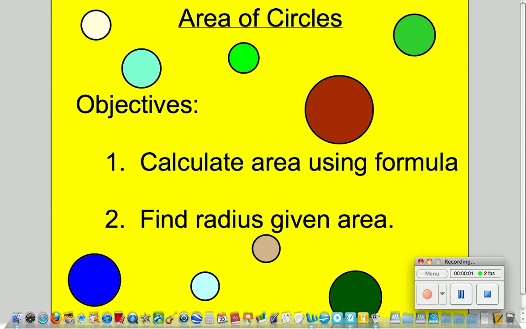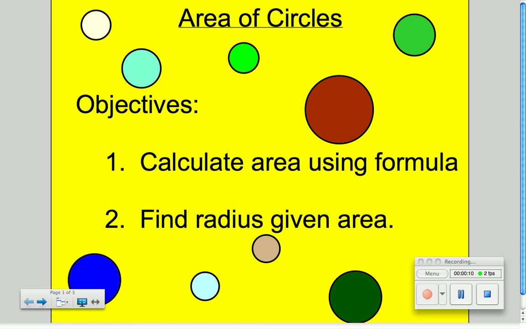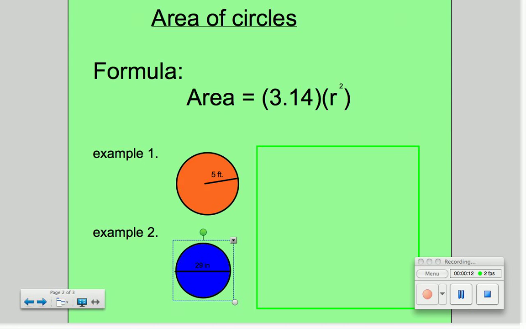Alright, for today's lesson we're going to be calculating the area of circles using the formula, as well as finding the radius when we're given the area. So our formula for finding the area of a circle is pi times the radius squared. It's always a good idea to go ahead and square your radius first and then multiply it times pi. So let's try a couple examples here.